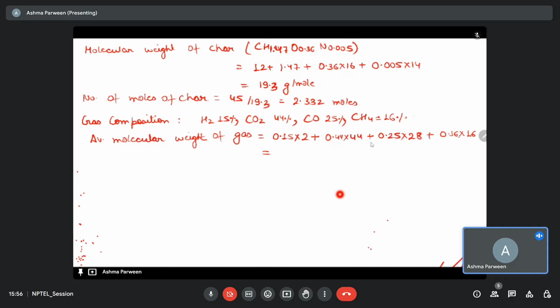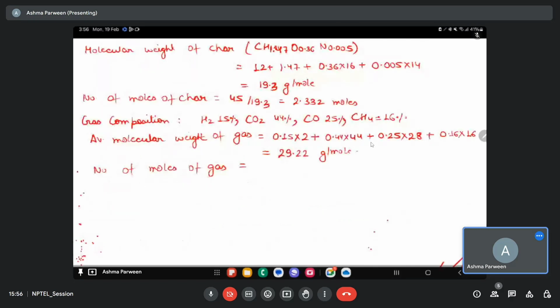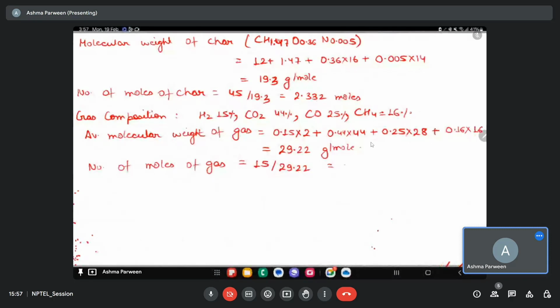So it's coming out to be 29.22 grams per mole. So now we will calculate the number of moles of the gas formed. I think the molecular weight of the gas was given in the question. The amount of gas produced was 15%, so it will be 15. Given weight is 15, and molecular weight is 29.22. So this will give us the number of moles of gas produced. That is 0.513.